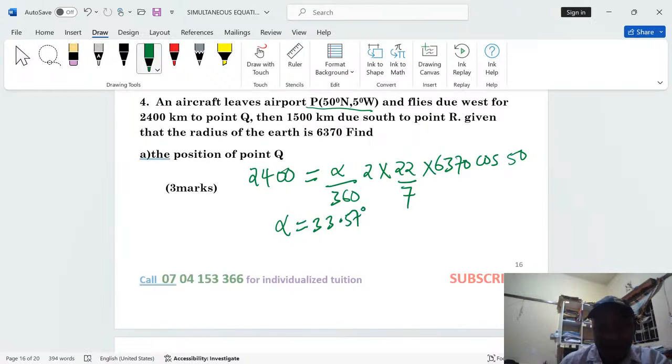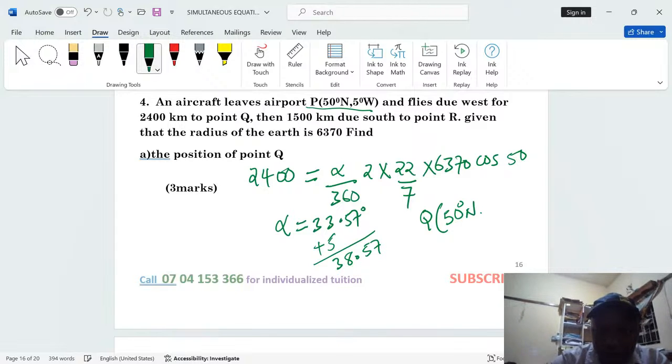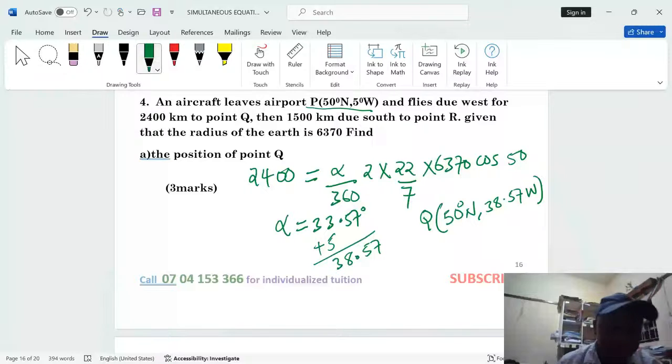That means we should add, for us to know the longitude of Q. We are supposed to add 5 to give us 38.57. Therefore, the position of Q will be 50 degrees in the north, 38.57 in the west. For us to get 33.57 as the angle difference, we need to be at 38.57. Then we move to 5. The angle difference there will be just as it has been obtained here. Therefore, we add 5, and that is how we get the longitude of point Q.